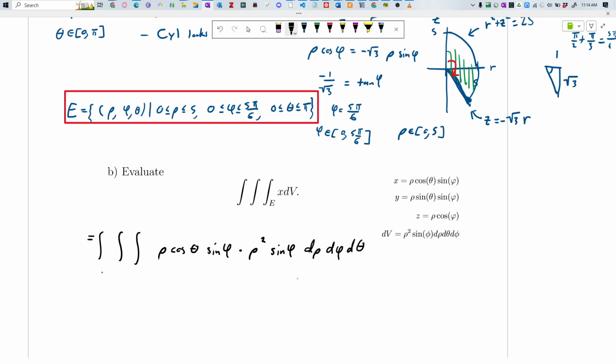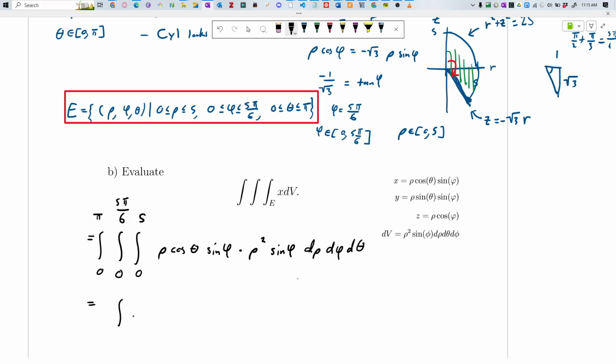So in that case, this integral, theta runs from 0 to pi, phi runs from 0 to 5 pi over 6. Rho runs from 0 to 5. Okay. But you can see that this is a spherical box, right? All of these are constants, and the function itself is a product of functions that can be separated in terms of rho, phi, and theta. So we may as well write this as a product of 3 integrals.